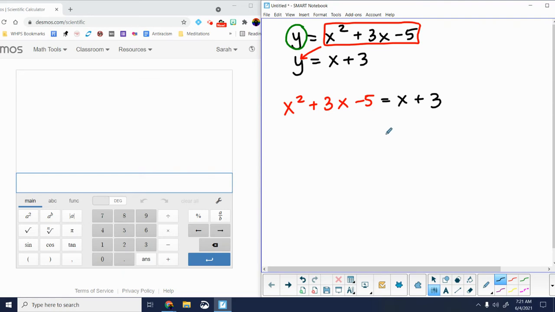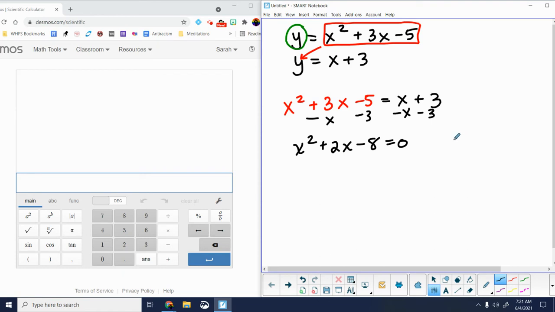Now we know from solving quadratics that in order to solve, it must equal 0. So I need to get rid of this x and I need to get rid of this 3 by subtracting x from both sides and subtracting 3 from both sides. That's going to give me x squared plus 2x minus 8 equals 0.